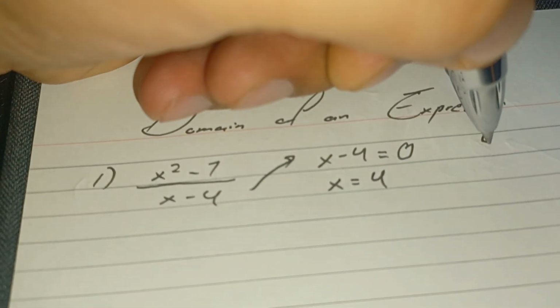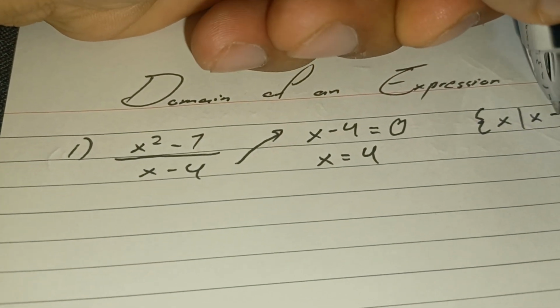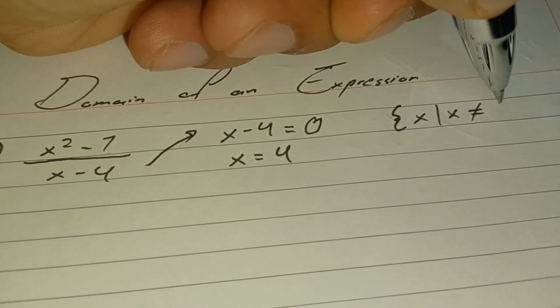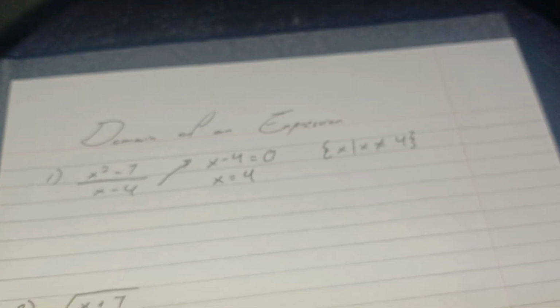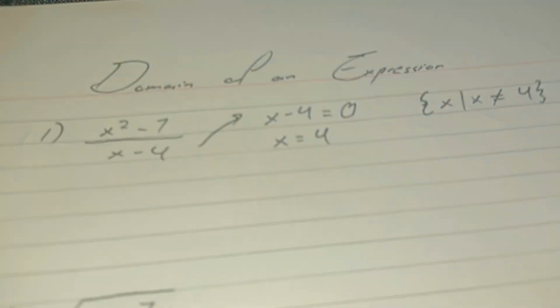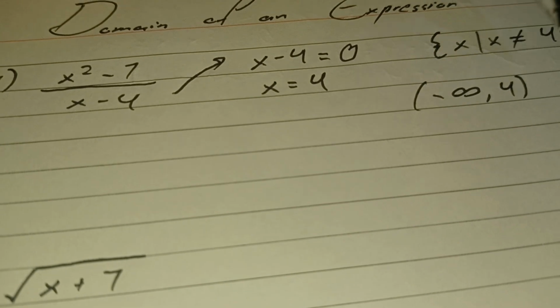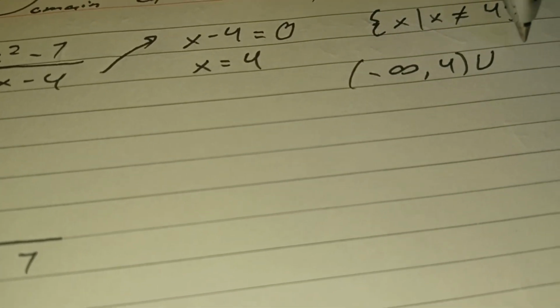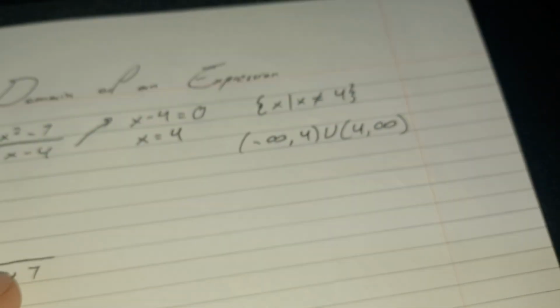So we can write the domain as x such that x cannot equal 4. Right, so this x cannot equal 4 because we can't really divide by 0 here. We can also write the domain as negative infinity to 4 union 4 to positive infinity, right?